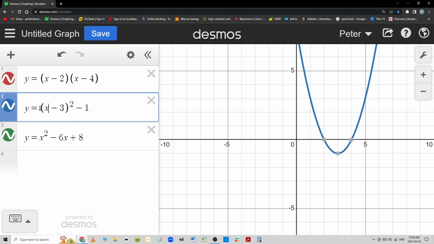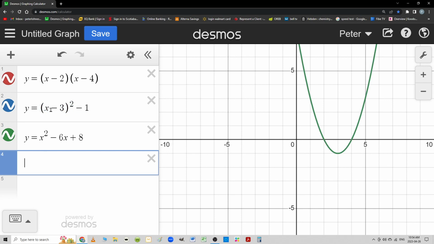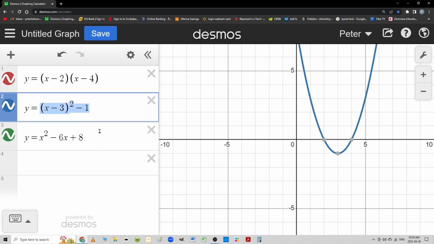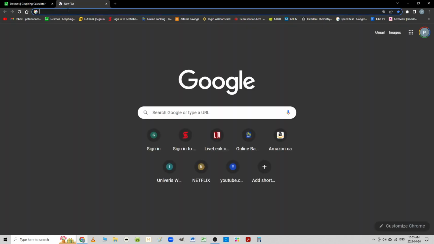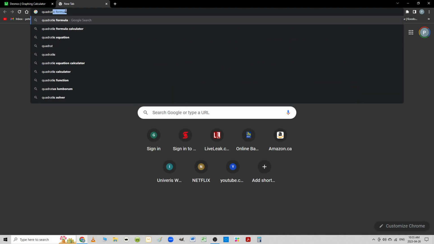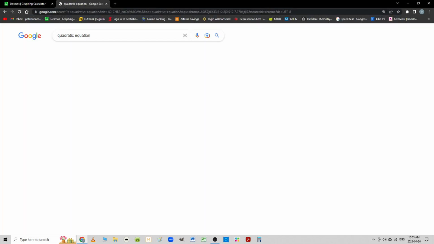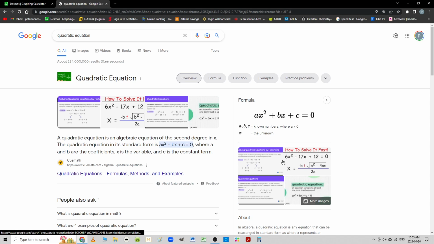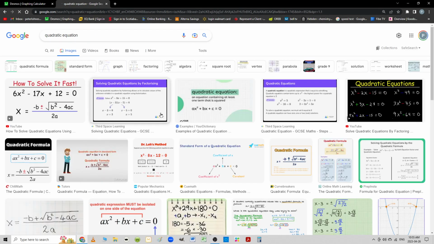However, if I were to expand this, this is the same as x minus 3 times x minus 3, minus 1. I would get this expanded form. This is called the standard form. The standard form, here we go. The standard form is the only one we would use for the quadratic equation. Now, you're always going to factor first for a quadratic equation, but I want to show you that it will work even when you already have the factored format.